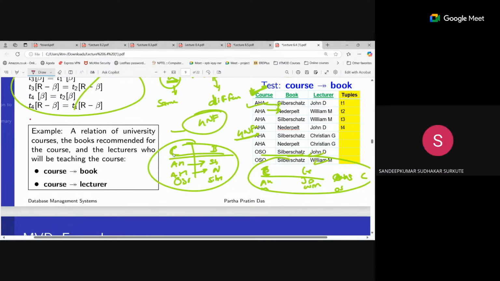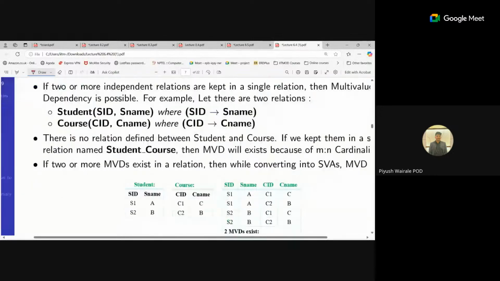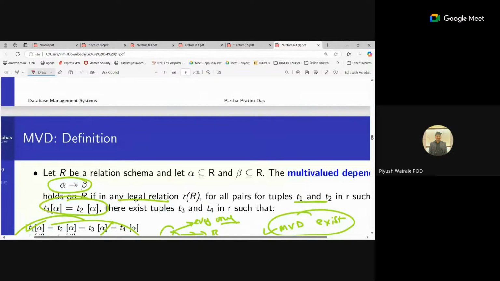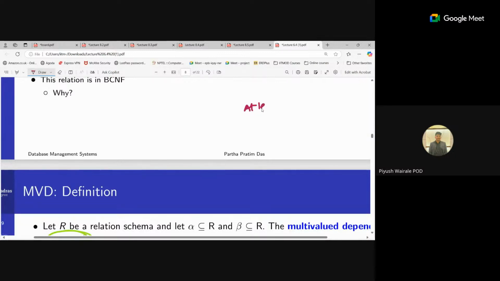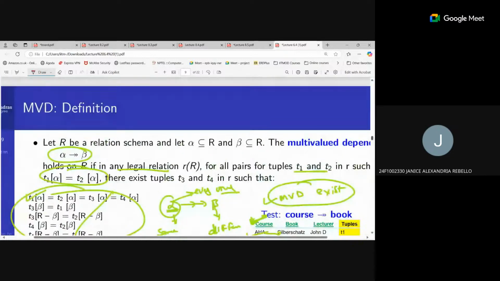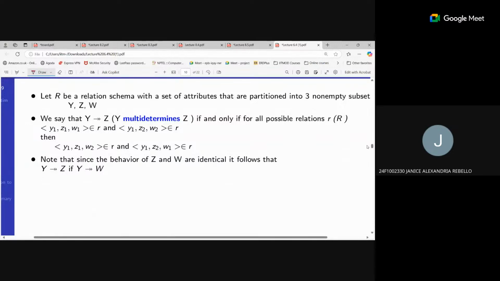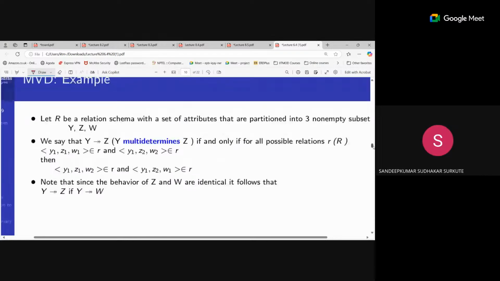We have broken it down and made course book and course lecturer. By the definition we have discussed, for an MVD to exist there should be at least 3 attributes. If there are only 2 attributes, the concept of MVD is not applicable. Exactly, sir. The concept of MVD is not applicable to a relation having only 2 attributes. But it's not mentioned anywhere in the condition.